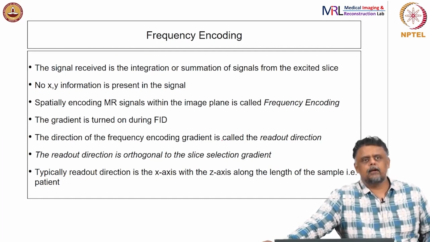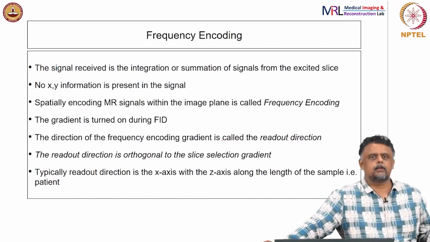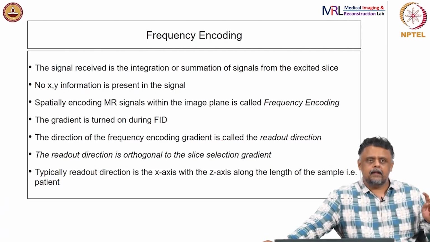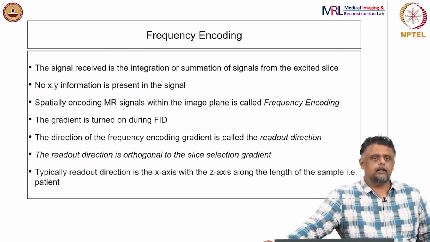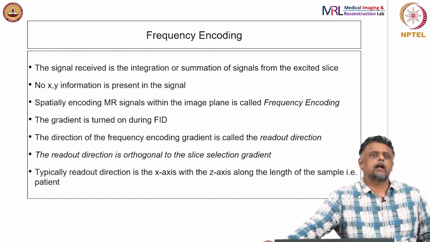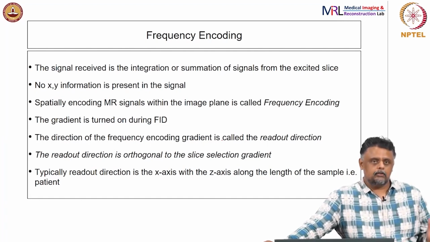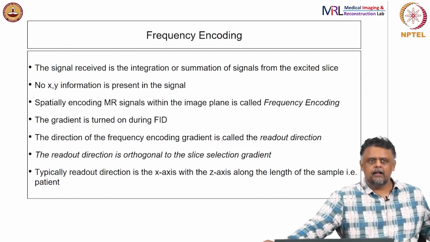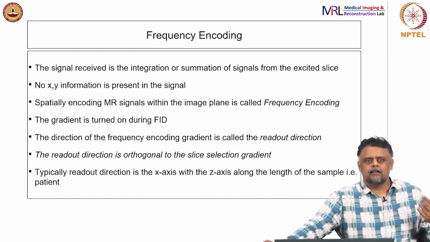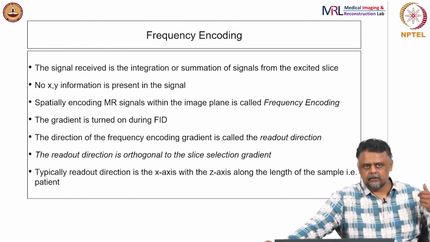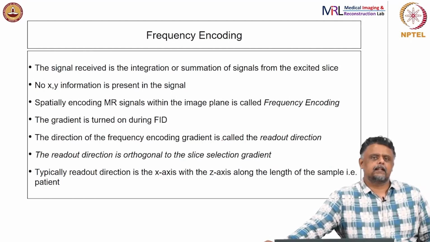The first process to spatially encode is referred to as frequency encoding. In this case, an additional gradient is turned on during the FID. The direction in which that gradient is turned on is referred to as the readout direction, and it is typically orthogonal to the slice selection gradient. Typically, the readout direction is the x axis, the z axis being along the length of the patient, and that is the axis along which we apply the slice selection gradient.